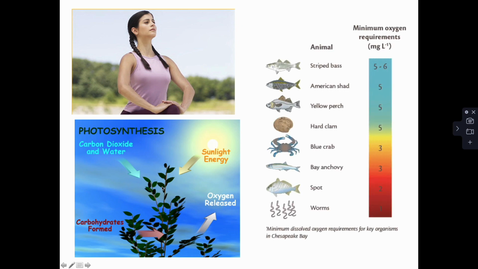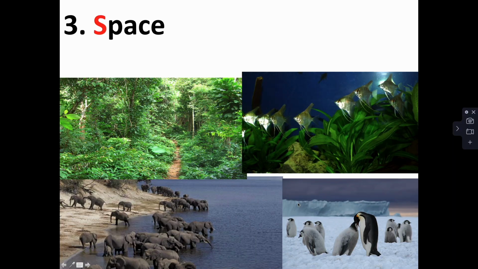Different organisms have different requirements. Look at this, the oxygen requirements for certain fish. Worms don't need that much oxygen, but striped bass need a lot more. So if the oxygen levels decrease, these organisms on the top are going to die. These are hardier: anchovies and spots and worms. They don't need as much oxygen to survive. What else do we have?